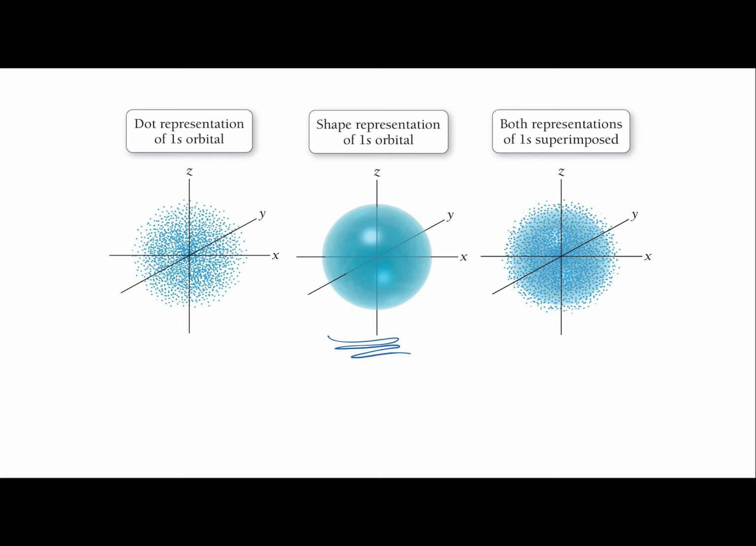If we superimpose the dot representation of the 1s orbital on the shape representation, we can see that most of the dots are within the sphere, meaning that the electron is most likely to be found within the sphere of the 1s orbital. You can see that there are some electrons that sometimes we will find outside the sphere. But this is the best we can do with the probability densities.